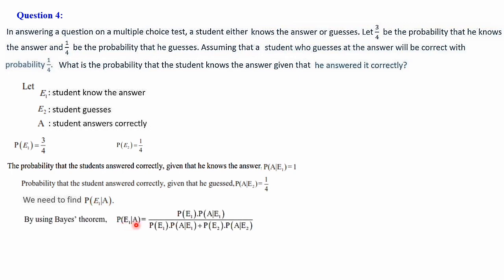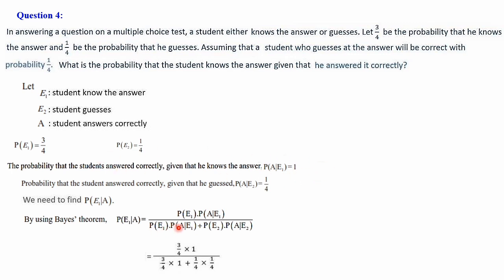P of E1 given A is equal to P of E1 into P of A given E1 divided by P of E1 into P of A given E1 plus P of E2 into P of A given E2, because two events are there. Let's substitute it. P of E1 is 3 by 4 into P of A given E1. P of A given E1 is 1. This is not given to you in the question, we have to write it.